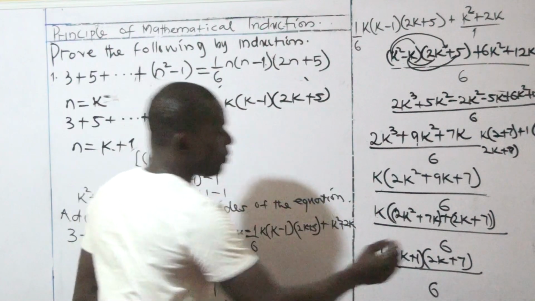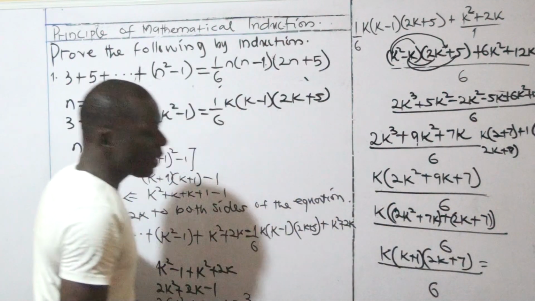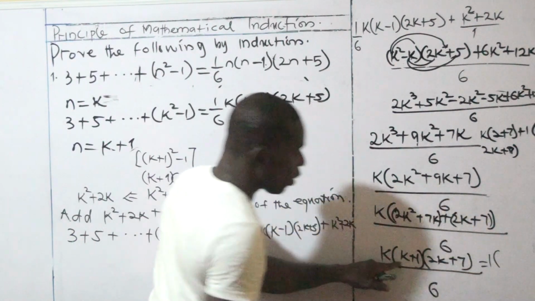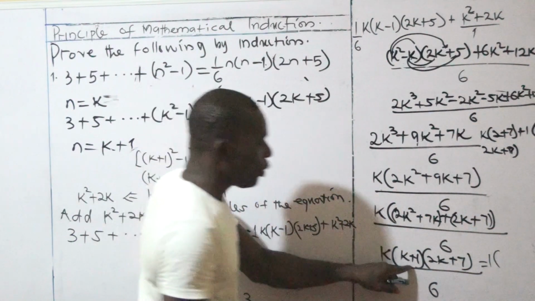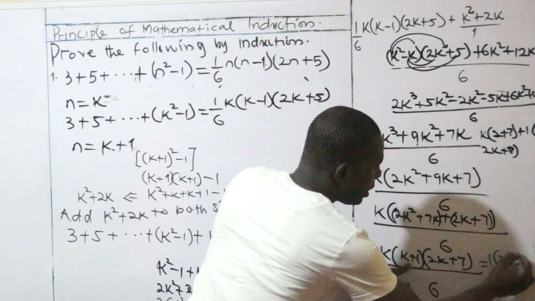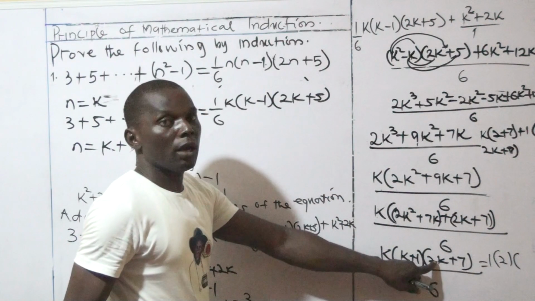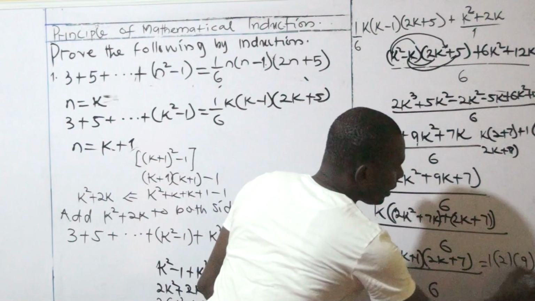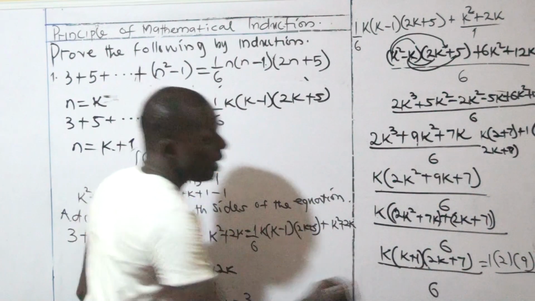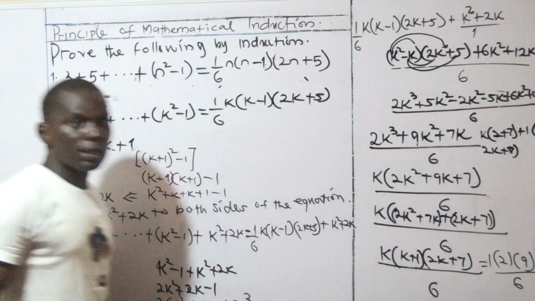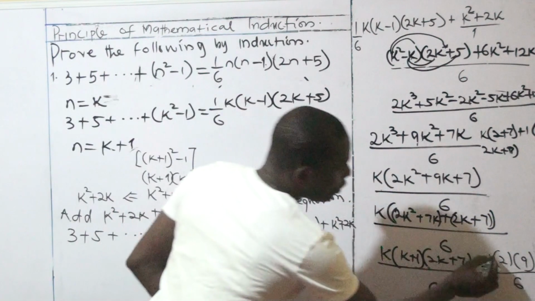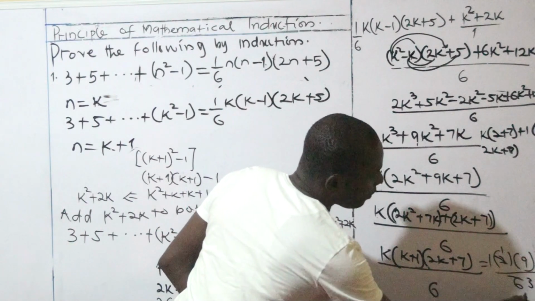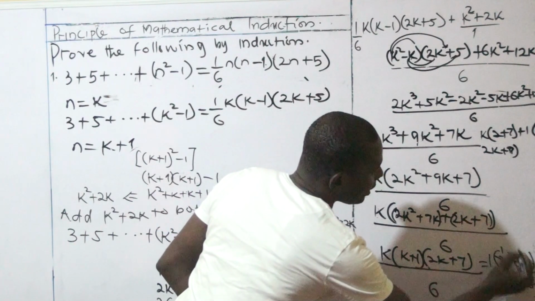So let's substitute 1 in place of k. If we put 1 here, we will have 1 open bracket 1 plus 1, that will give us 2. Here 2 times 1 is 2 plus 7, that gives 9. So if we do this, everything over 6. 2 divided by 2 is 1. 2 divided by 6, that will give us 3. 3 in 9 is 3.